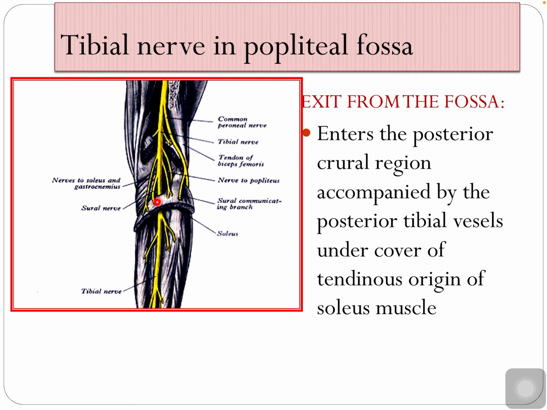So how does this tibial nerve leave? It enters the back of the leg, that is the posterior crural region, accompanied by posterior tibial vessels, under cover of the soleus muscle. This is the tendinous origin of soleus muscle. You should learn these origins very correctly. Then you can appreciate how it takes origin from both bones of the leg. So it passes deep to this tendinous origin of soleus muscle.